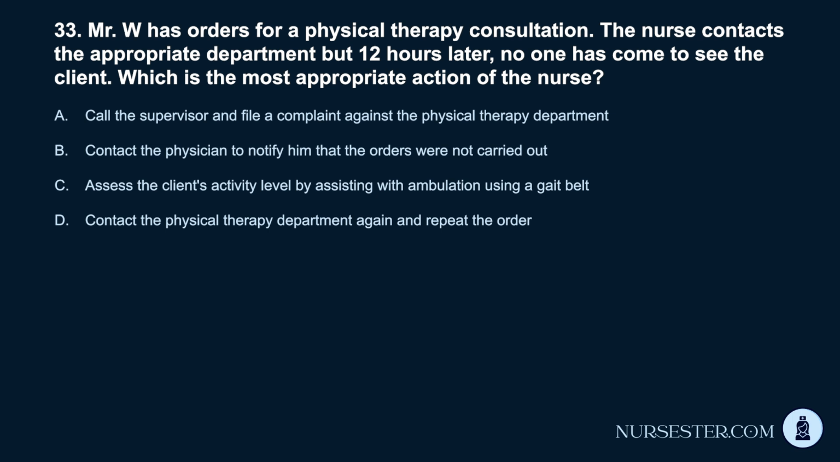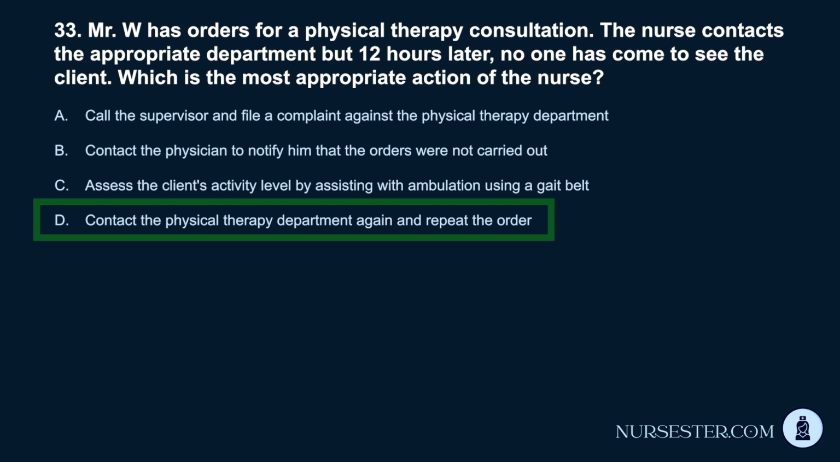33. Mr. W has orders for a physical therapy consultation. The nurse contacts the appropriate department, but 12 hours later, no one has come to see the client. Which is the most appropriate action of the nurse? A. Call the supervisor and file a complaint against the physical therapy department. B. Contact the physician to notify him that the orders were not carried out. C. Assess the client's activity level by assisting with ambulation using a gait belt. D. Contact the physical therapy department again and repeat the order. Correct answer: D. Contact the physical therapy department again and repeat the order.